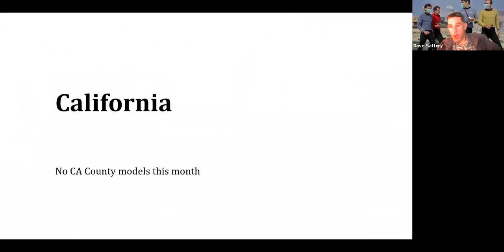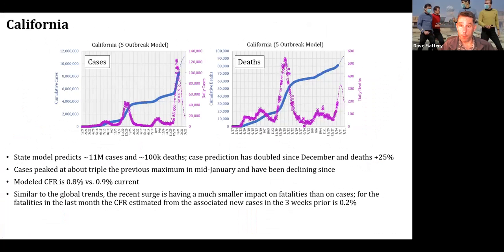So as I mentioned, no California county models this month. I just have a couple charts to sort of summarize what's happening in California. So this is the larger version of the California state graphs that I showed before. So cases soared up to about triple where they had been before, a little less than triple. And they're now down to almost a third of where they were at their maximum. So it definitely seems that cases are coming down in California, and we'll see Santa Barbara as well.